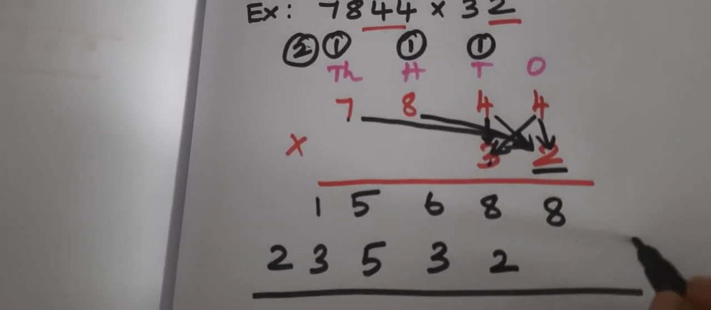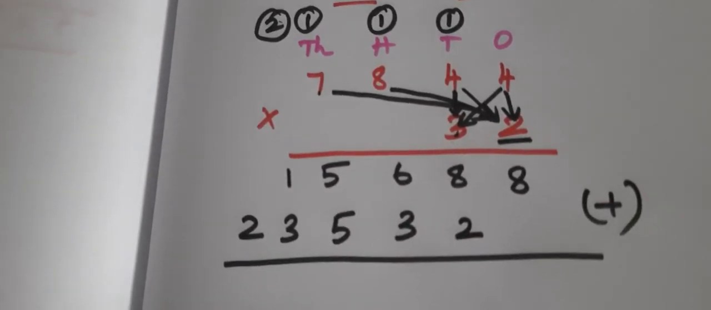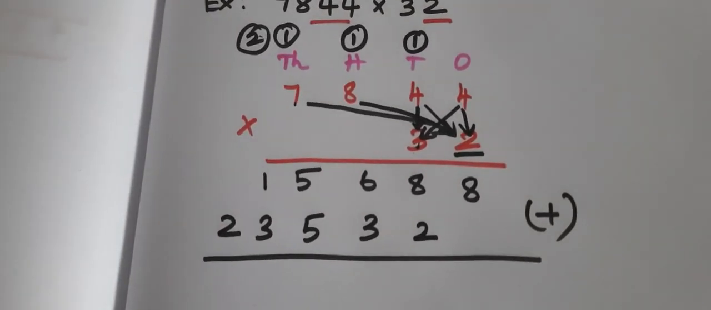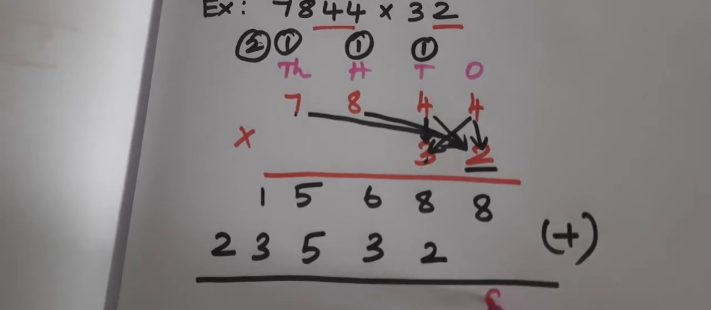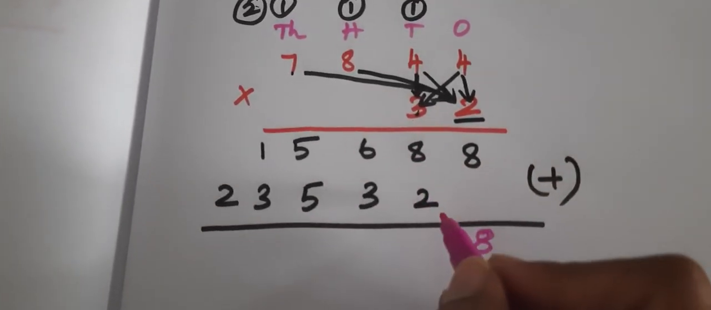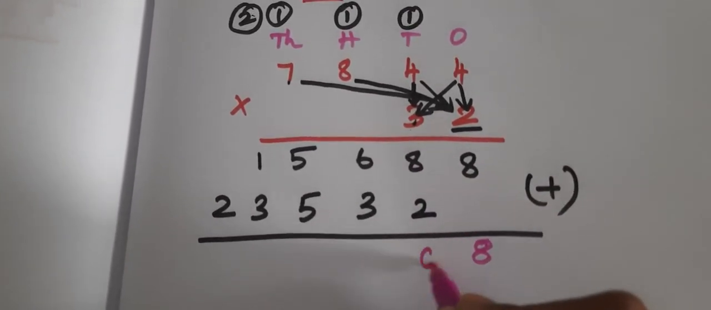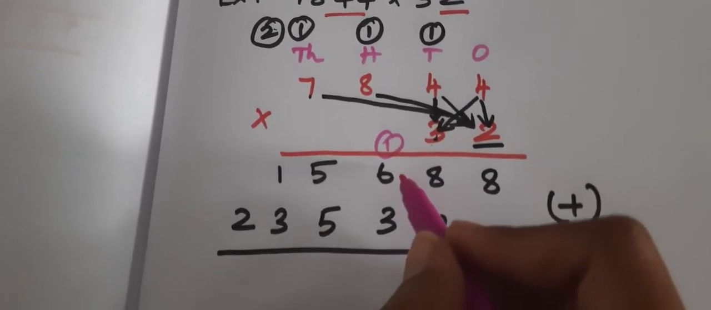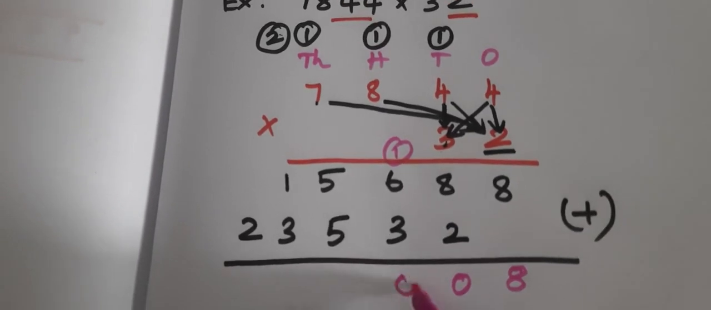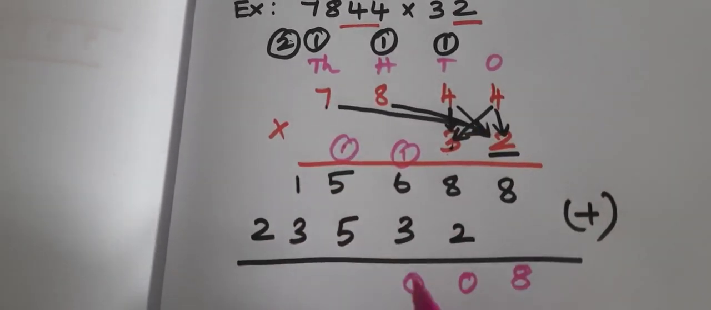Last you have to do the addition concept. Here you have to do the addition. 8, you directly write 8. 8 plus 2, 10. 0, and 1 is a carryover. 1 plus 6, it's 7. 7 plus 3, it's 10. 0, and 1 is a carryover.